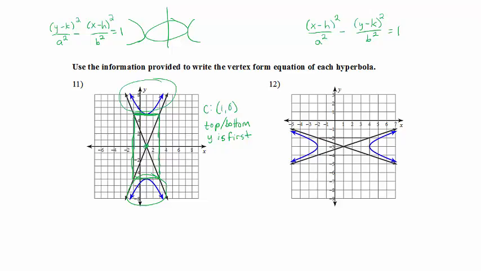As far as left and right, since they had the lines drawn, it had to go through the corners of our box, so that helped us figure out how wide it was. So we want to write this out. Y is first because it's on top and bottom. So we'll have y minus, now because y is first, we're going to put the y value first, not the x value. And then do x minus 1 squared.